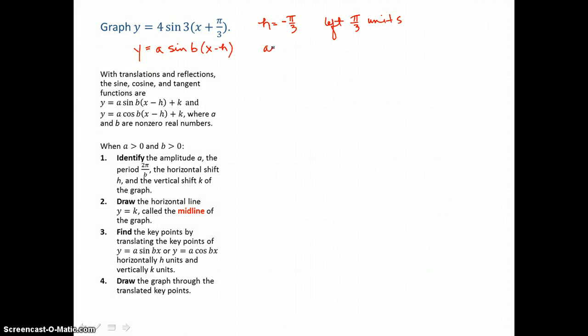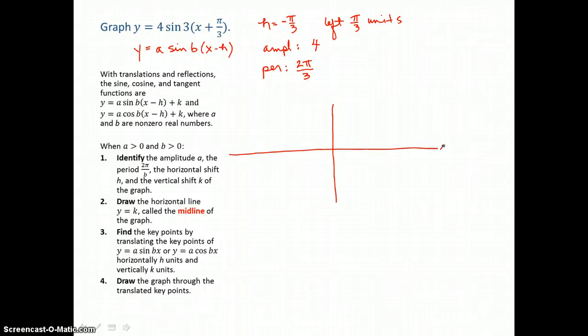The amplitude is the absolute value of a, and a is 4, so the absolute value of 4 is just 4. Period for this sine function is 2 pi over the absolute value of b, and b is 3, so 2/3 pi is our period. Okay, we're ready to graph again, knowing this information.